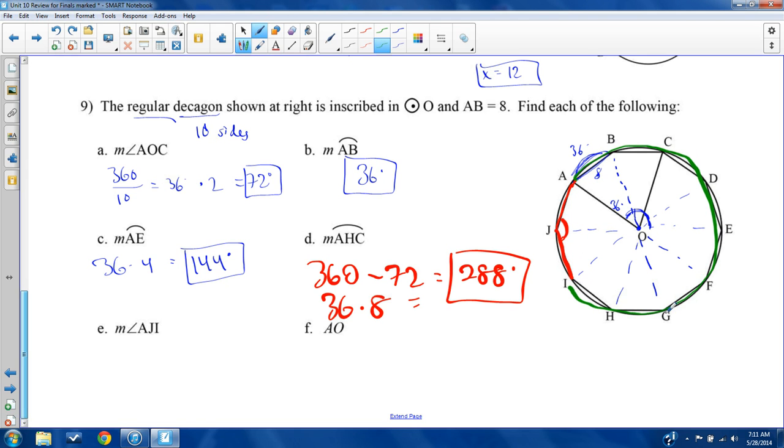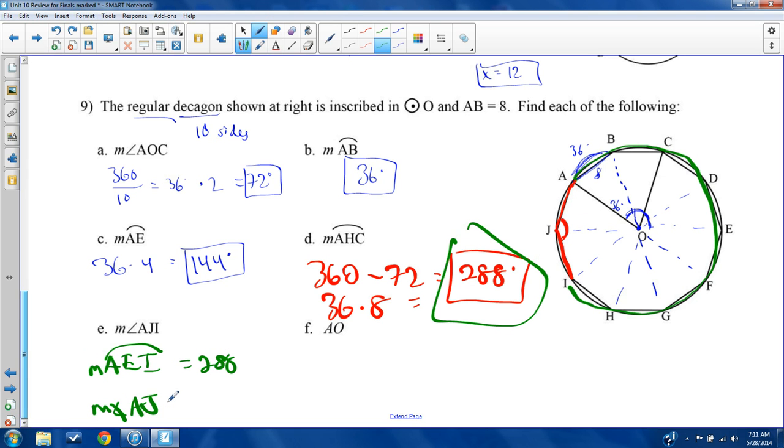Now, AEI, or whatever you want to call this arc, is the same as AHC because this arc is 72, just like this one right here. It's two of the arcs. So this is 360 minus 72, which is 288. So measure of arc AEI, or whatever you want to call it, it's just a major arc, is 288. So measure of angle AJI is half of 288. 288 over 2, which is 144. 144 is less than 180 degrees. I'm going to accept that answer.